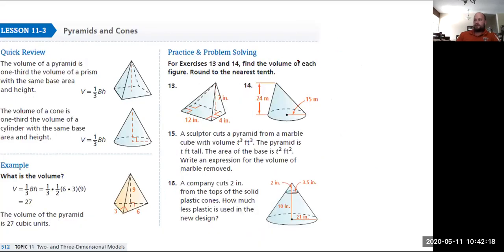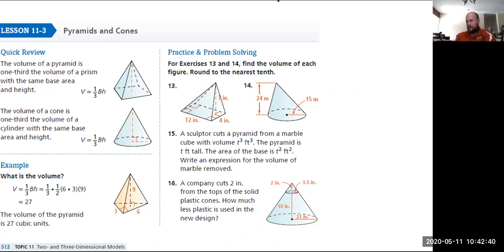So for this one, the volume of a pyramid is, okay, and they give you the equations over here so we can use them. Again, it's the same formula for both a pyramid and a cone. So we're doing 1/3 base area times height. Again, same thing that I've said numerous times.